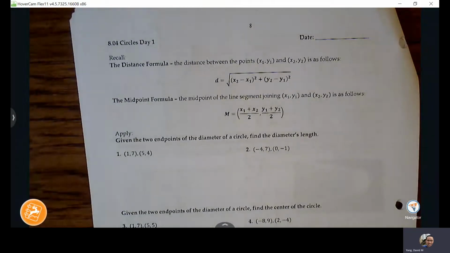All right, if you guys can turn to page 8. So we're going to start circles, but I think you've seen a lot of it already. We're going to involve distance and midpoint formula to find some of this information that we need, but a lot of it's going to feel like review.